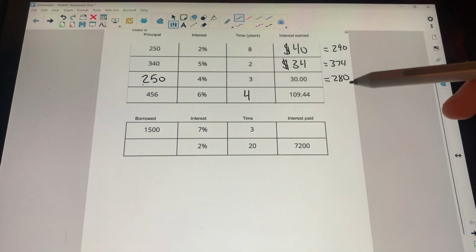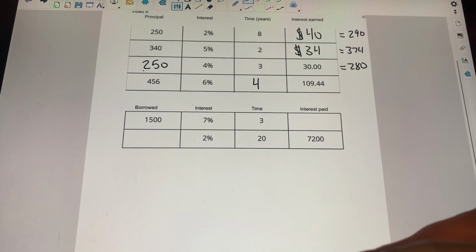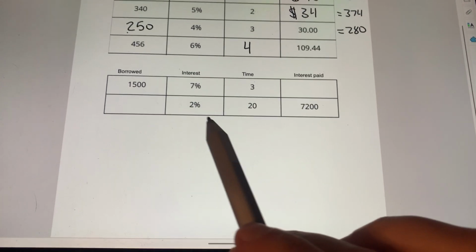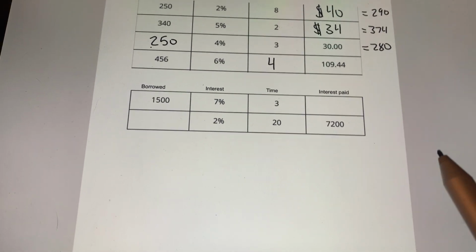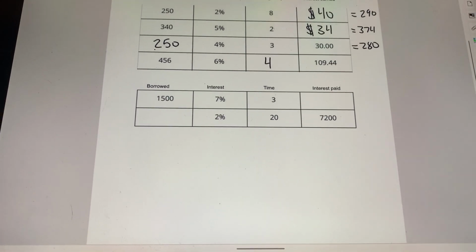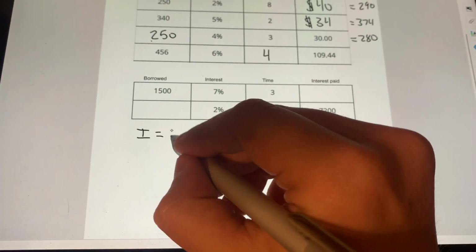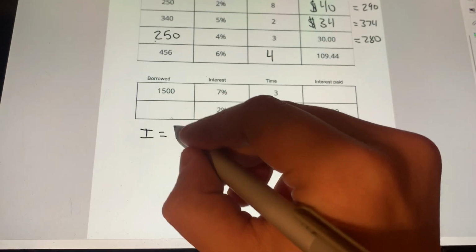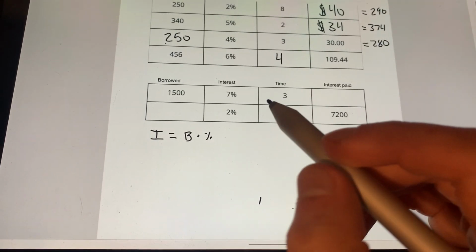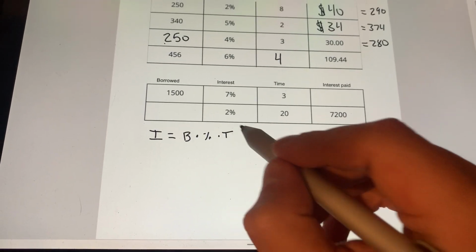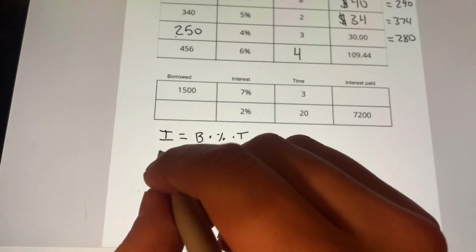Now, these four up here were where we put money into a bank and the bank was giving us interest. So we were gaining money. But now we have to look at if I borrow money and now I have to pay interest. Okay? So again, it's going to be the same exact equation. It's going to be my interest equals the principal, or in this case, it's now going to be borrowed amount, times the interest as a percent or as a decimal, times the time in years. Same exact thing.